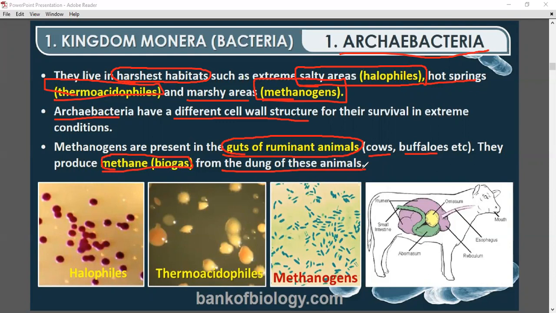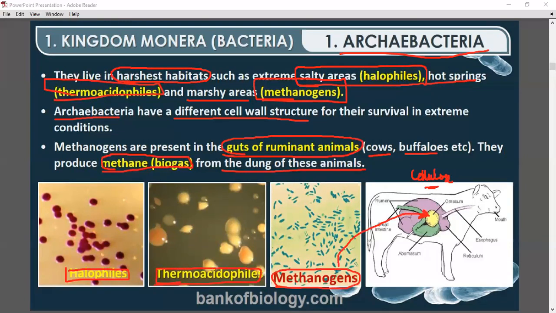Look how all the images are shown. This is the image of halophiles. This is the image of thermoacidophiles and methanogens. And these methanogens are also found in the gut of ruminant animals, in the alimentary canal of cud-chewing animals, because methanogens digest cellulose.